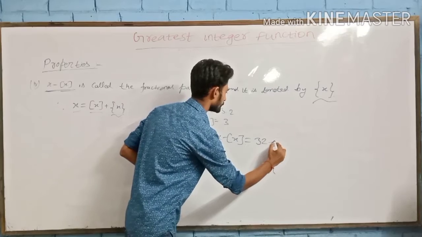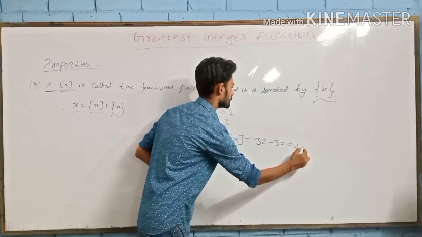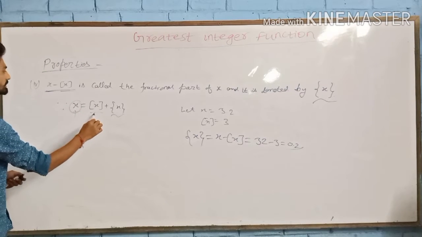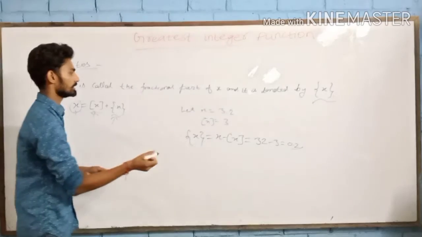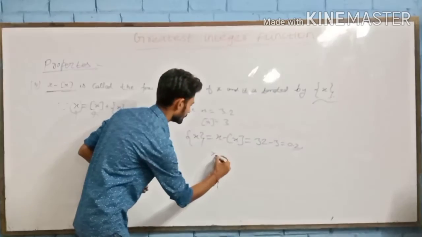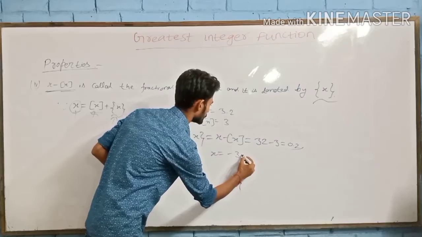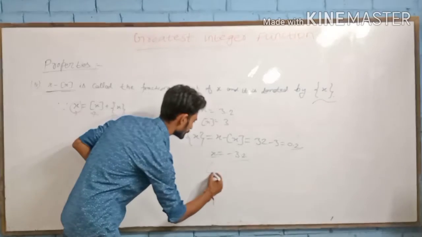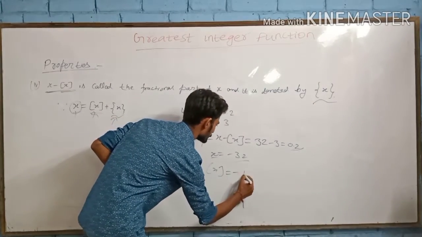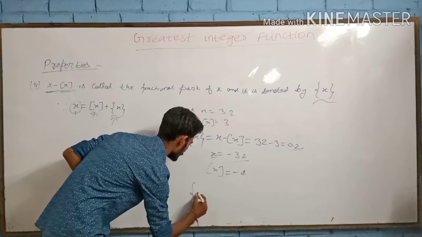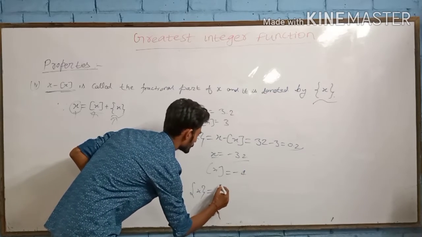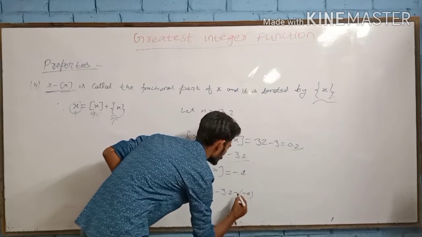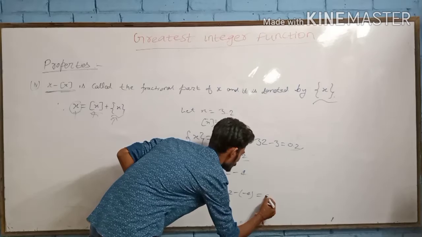3.2 minus 3 is 0.2, and we can see here also that this is 3.2, this is 3 and this is 0.2. Let's take another example. x equals minus 3.2. So here ⌊x⌋ is minus 4. So the fractional part of x is minus 3.2 minus minus 4, so it is equal to 0.8.